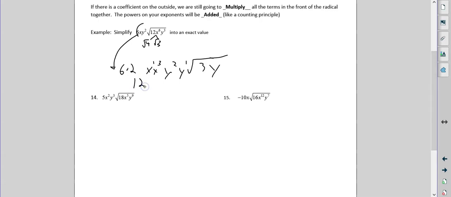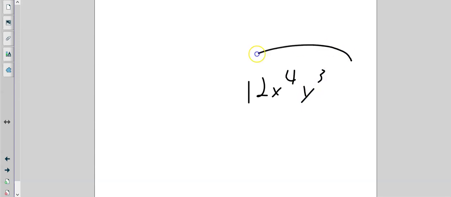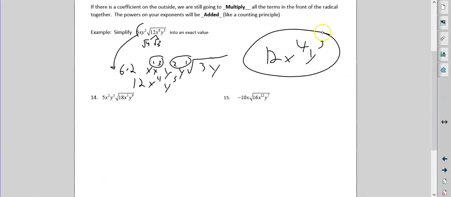6 times 2 is 12. X to the 1 times x to the 3, add them, x to the 4. And y to the 2 times y to the 1, add them, y to the 3. And there's my final answer: 12, x to the 4th, y to the 3. Okay, this is just an addition to the problem that we just did. I wrote this and then I circled it, but the problem is I left off the radical. So please make sure you add that to the notes. I apologize. Okay, a couple more.